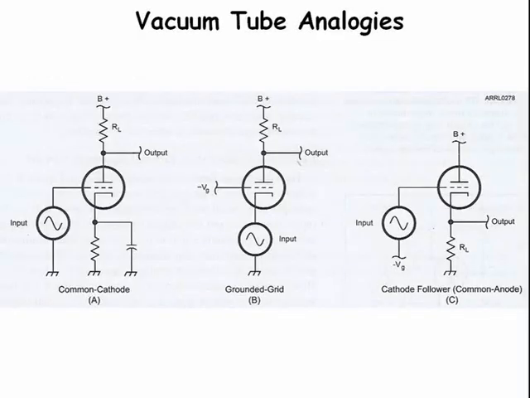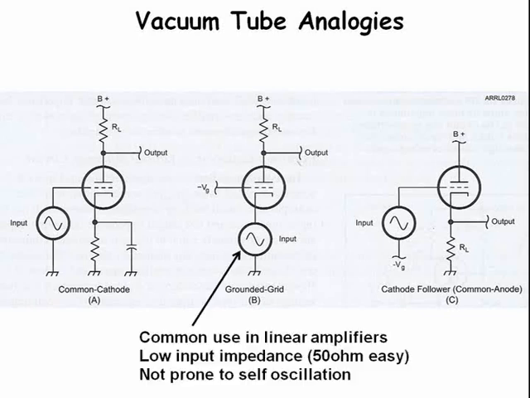Vacuum tubes came along before transistors, so you can find vacuum tubes being used as common cathode, common grid, and common anode amplifiers as well. You find grounded grid amplifiers being commonly used in linear amplifiers. They can handle 50 ohm impedances and they are not prone to oscillation.